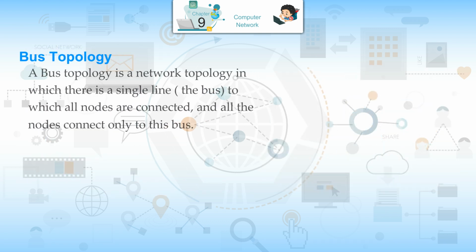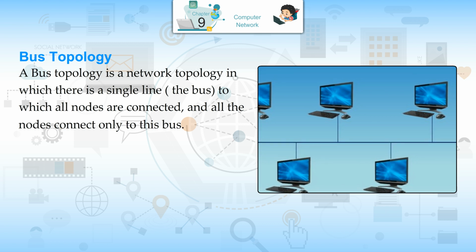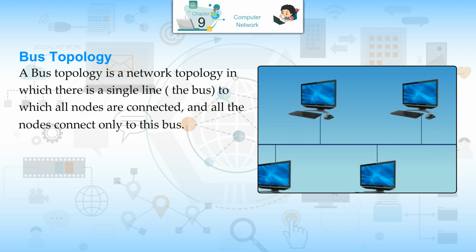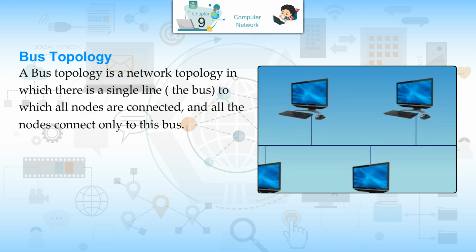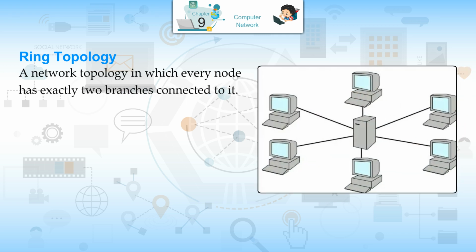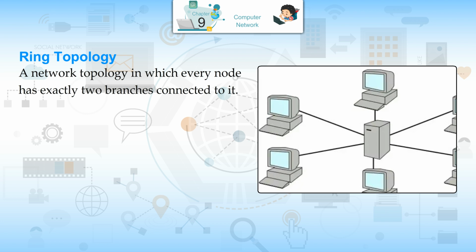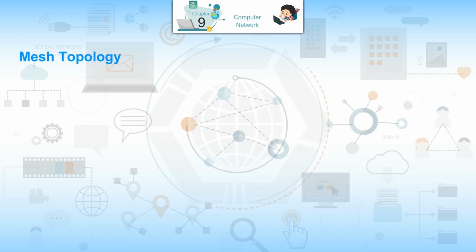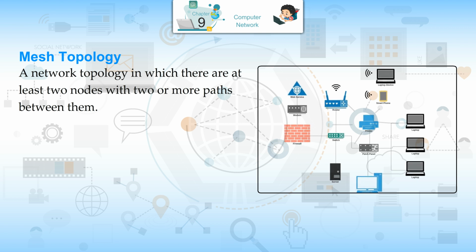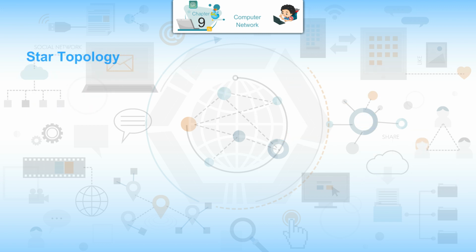Bus topology. A bus topology is a network topology in which there is a single line, the bus, to which all nodes are connected and all the nodes connect only to this bus. Ring topology. A network topology in which every node has exactly two branches connected to it. Mesh topology. A network topology in which there are at least two nodes with two or more paths between them.